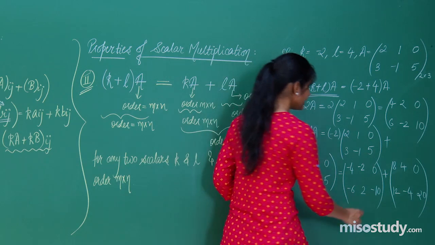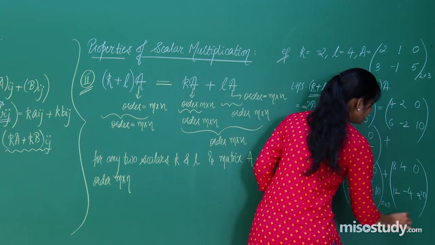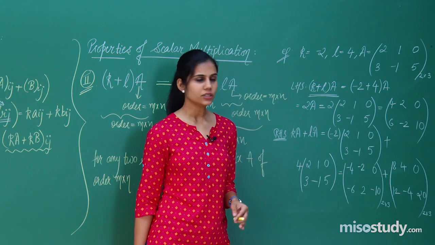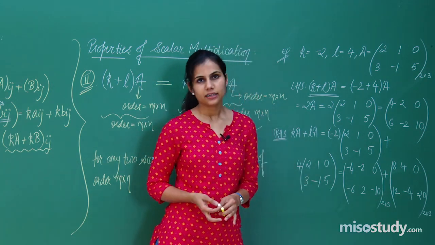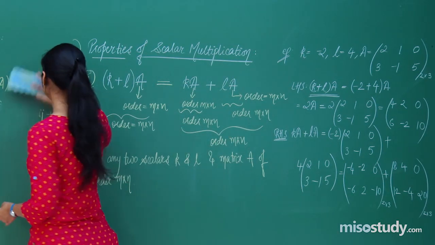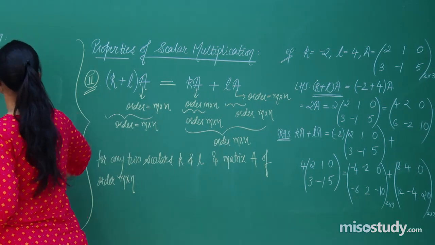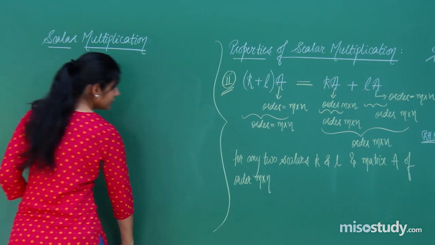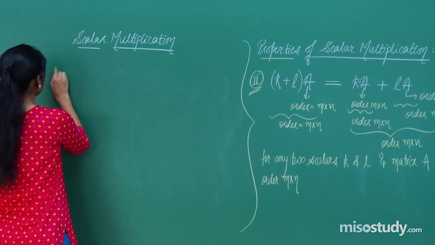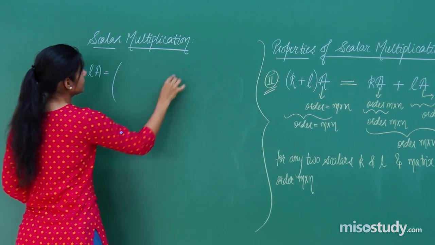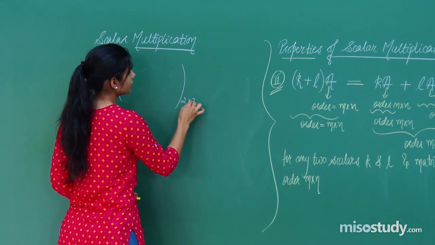You can very easily see this is a matrix of order 2 cross 3, this is a matrix of order 2 cross 3, therefore they are conformable for addition. The moment I add them, I get again a new matrix of order 2 cross 3, and what does that turn out to be? Let's understand. Well, Ka plus La is again a matrix of order 2 cross 3.